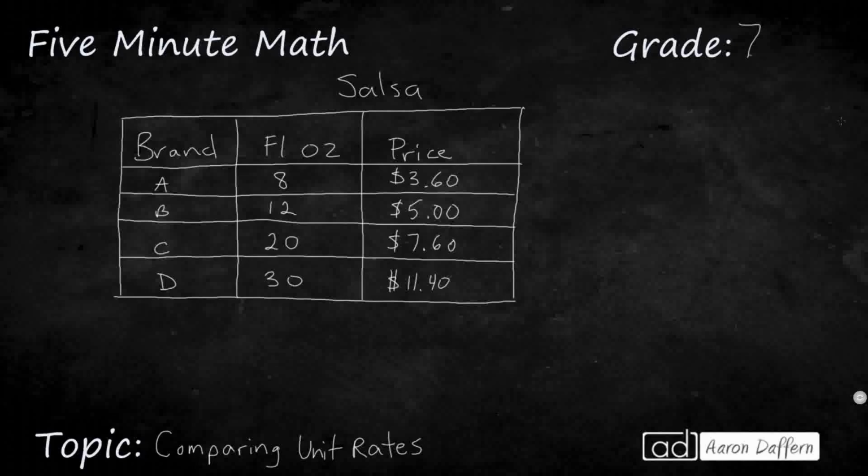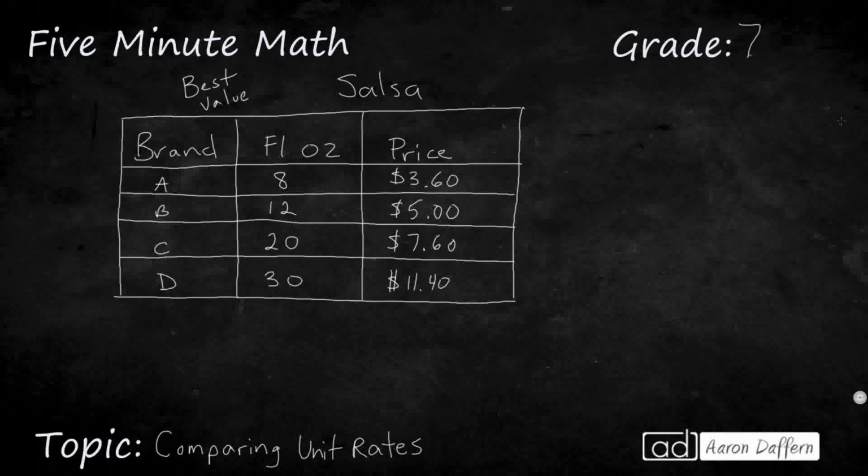Today we are looking at the 7th grade concept of unit rates, specifically how we can compare different unit rates, and we'll do it in 5 minutes or less. So let's say we went to the store, we're wanting to buy salsa, and we're wanting to buy the best value. When we're looking at the best value, we want to compare the unit rates and find the cheapest unit rate. There's 4 different brands, A, B, C, and D, and they're different sizes and different prices. So how could we find the best value salsa?